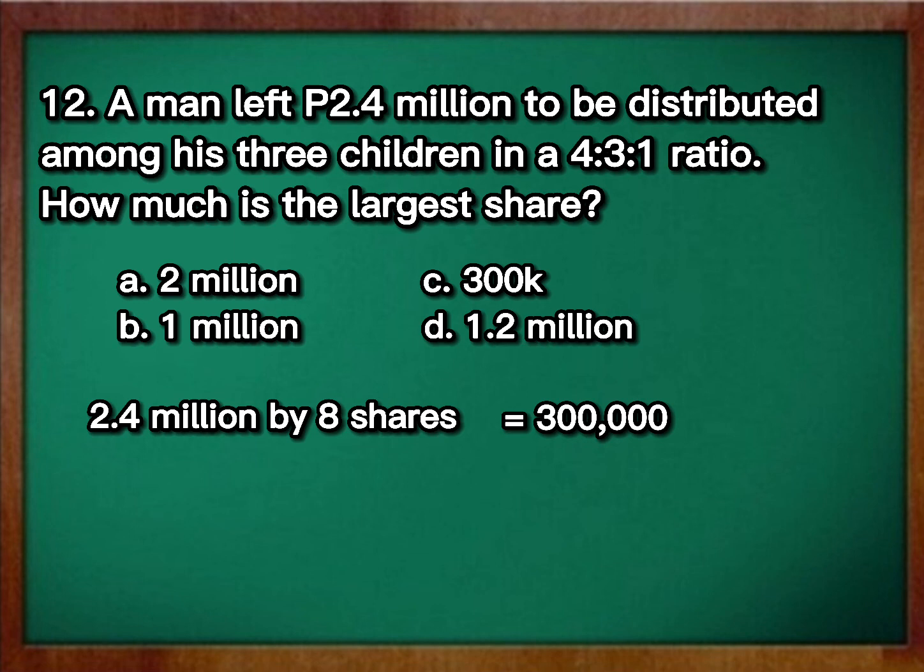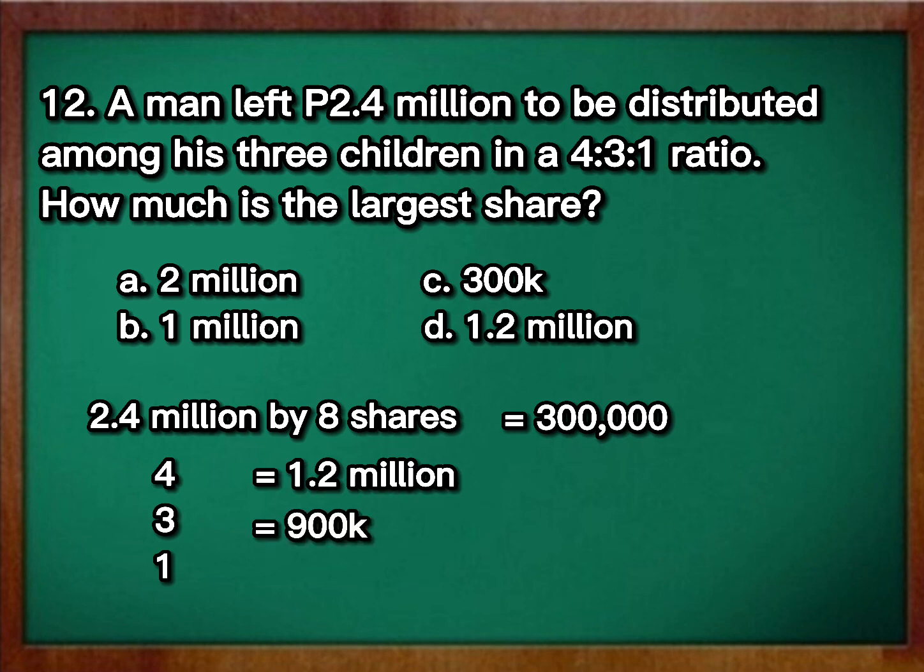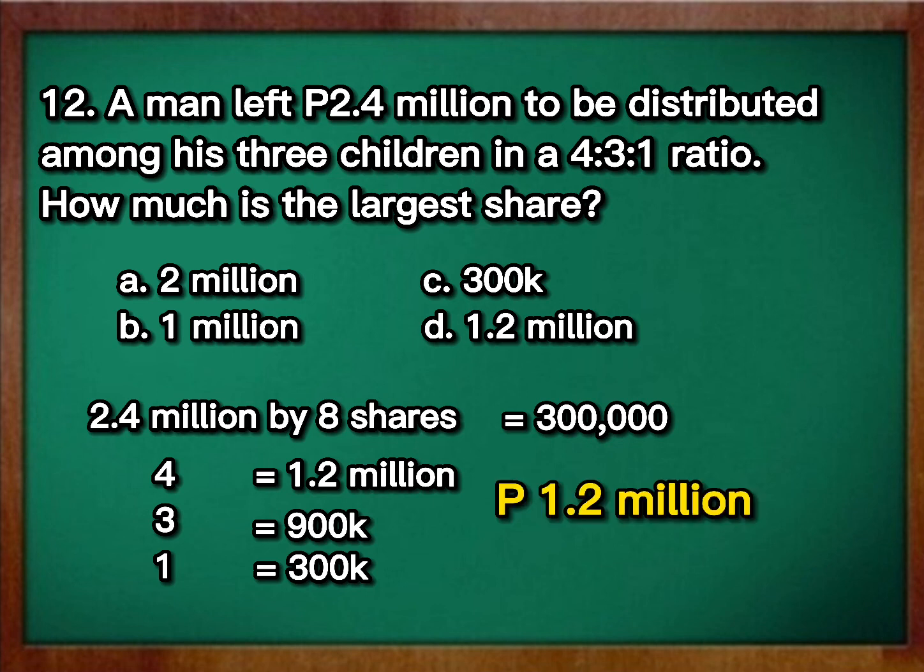So since the ratio is 4, 3, and 1, which means one child can get 4 times the 300,000. So 4 times 300,000, that's 1.2 million. 3 times 300,000, that's 900,000. And 1 gets the 300,000 only. That's still a total of 2.4 million. So the largest share gets 1.2 million pesos.